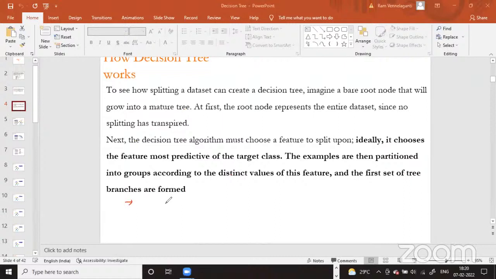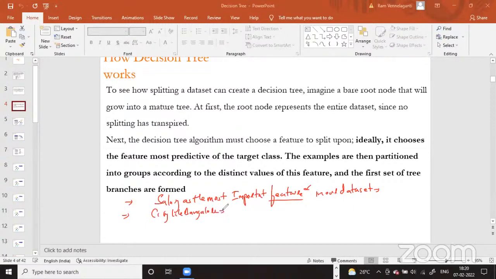Now, my question to you is, we have considered salary as the most important feature in our data set. But what if I'm living in a city like Bangalore? If I'm living in a city like Bangalore, then my commute time is going to become the most important feature. So for taking my decision, I'm going to use my commute time or travel time.